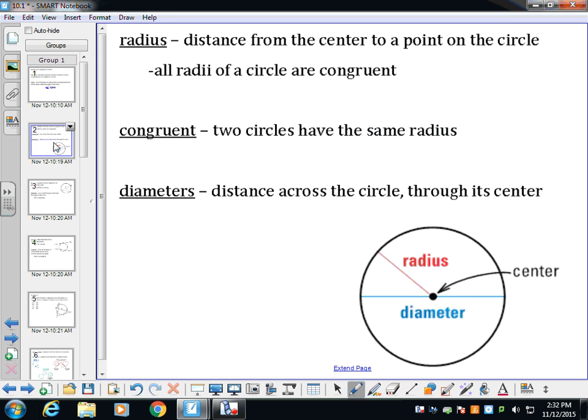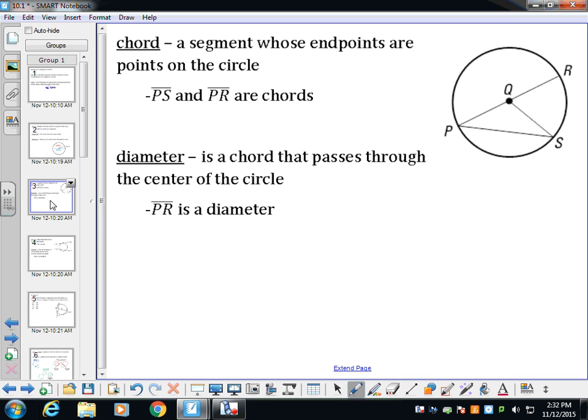Congruent just means two circles that have the same radius, and diameter is the distance across the circle through the center. A chord is different. A chord is just any segment whose endpoints are on the circle. For example, PS is a chord. PR is also a chord. PR is also a diameter because it goes through the center of your circle.